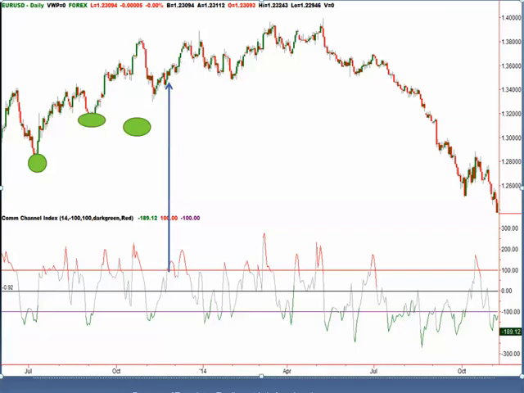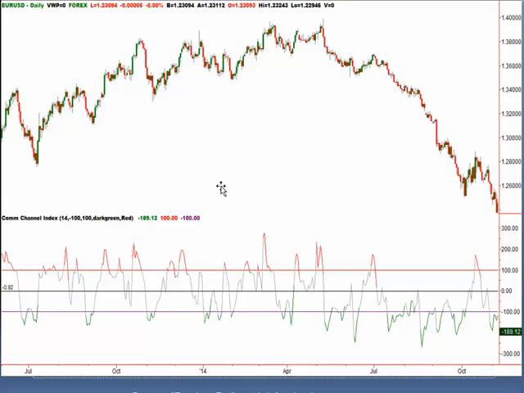Another confluence that was there was that it was breaking above this resistance area. And then our exit would have been when the CCI crossed back below the zero line, which is down here. So your exit would be there. So you would have caught the move from there up to there, which is about 150 to 200 pips. Now that's strategy 1. That's momentum trading.